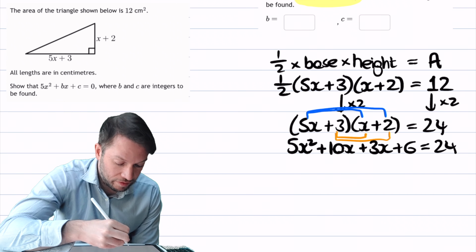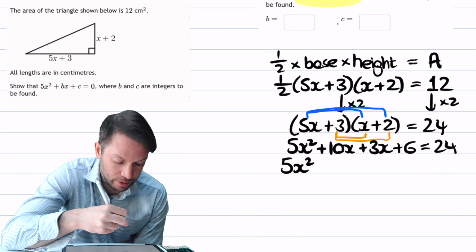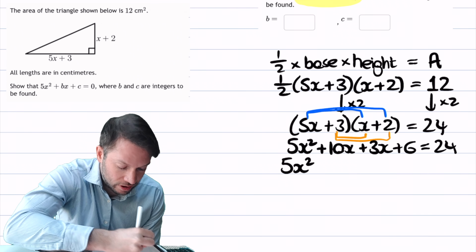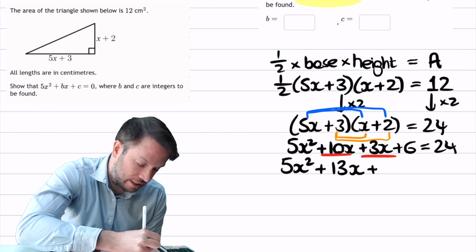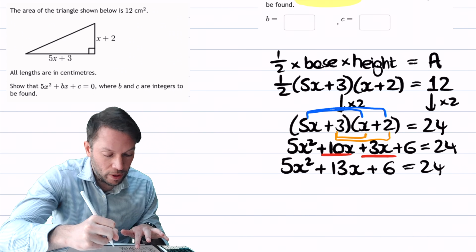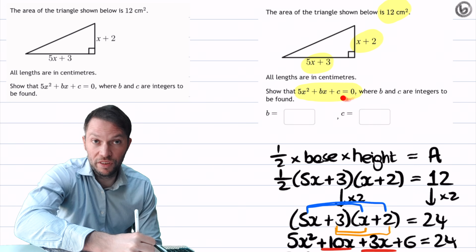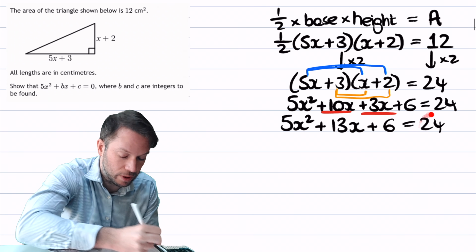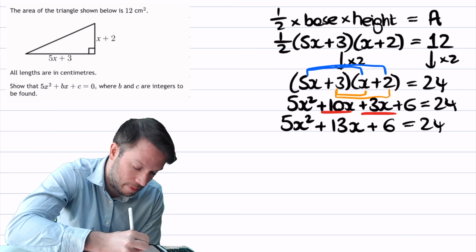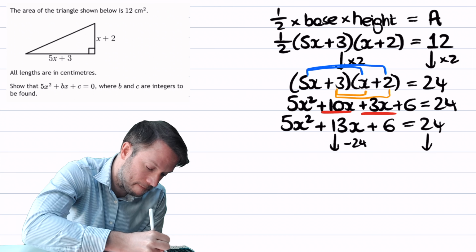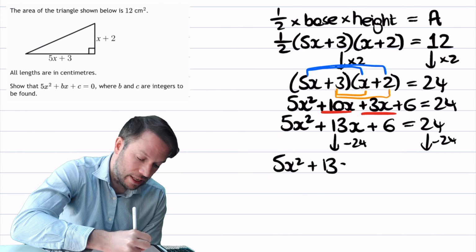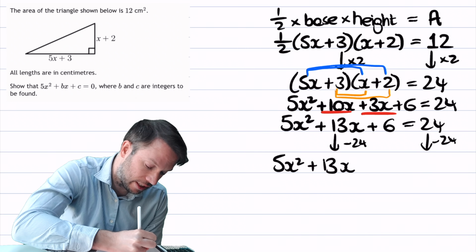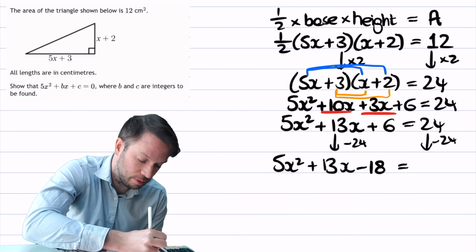Let's just simplify. We've only got a single x squared term there. However, we've got 10 lots of x plus 3 lots of x, which is 13 lots of x. So we collected like terms there. And we've got this plus 6 equals 24. And in the final equation we want 0 on one side of the equation. So I need to get rid of that 24 by subtracting 24 from both sides of the equation. And that's going to give me 5x squared plus 13x. And 6 minus 24 is minus 18. And 24 minus 24 is 0.